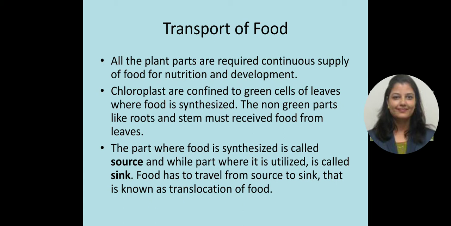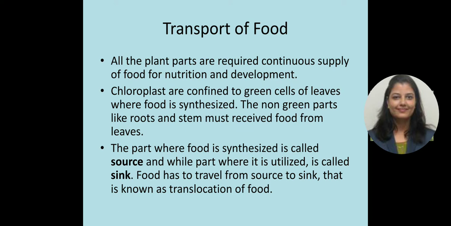All the parts of the plants require a continuous supply of food for nutrition and development. The chloroplast is the place where photosynthesis happens and the food is synthesized. Chloroplasts are confined to the green cells of the leaves where food is synthesized, and the non-green parts like root and stem must receive food from the leaves.